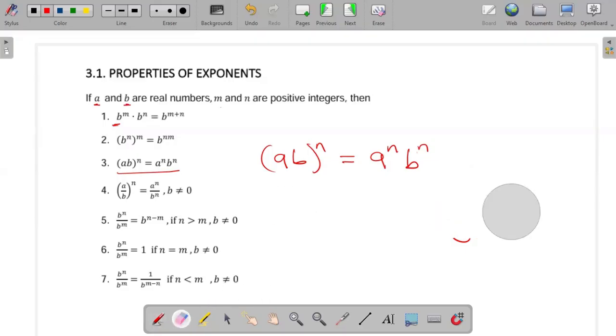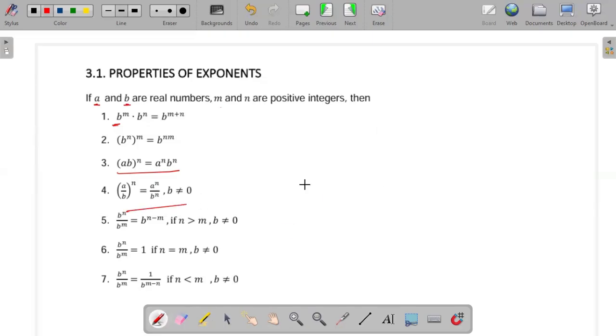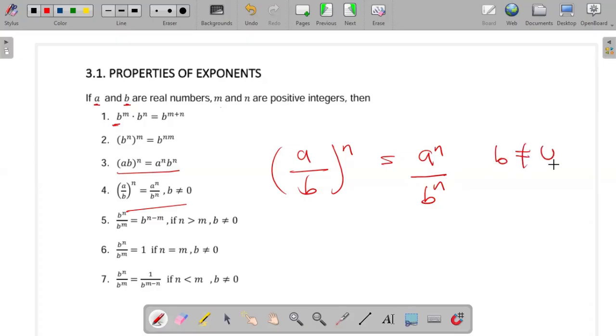Okay, so the next property that we have, number 4 here, is telling us that if I have A over B like this and I have n, I can distribute this also. So I can distribute in the denominator and in the numerator. In the numerator, I'll have A to the power n, and in the denominator, I'll have B to the power n, like that. This is provided that B is not equal to 0, because if it's equal to 0, we have something that is undefined. So this is what this property is telling us.